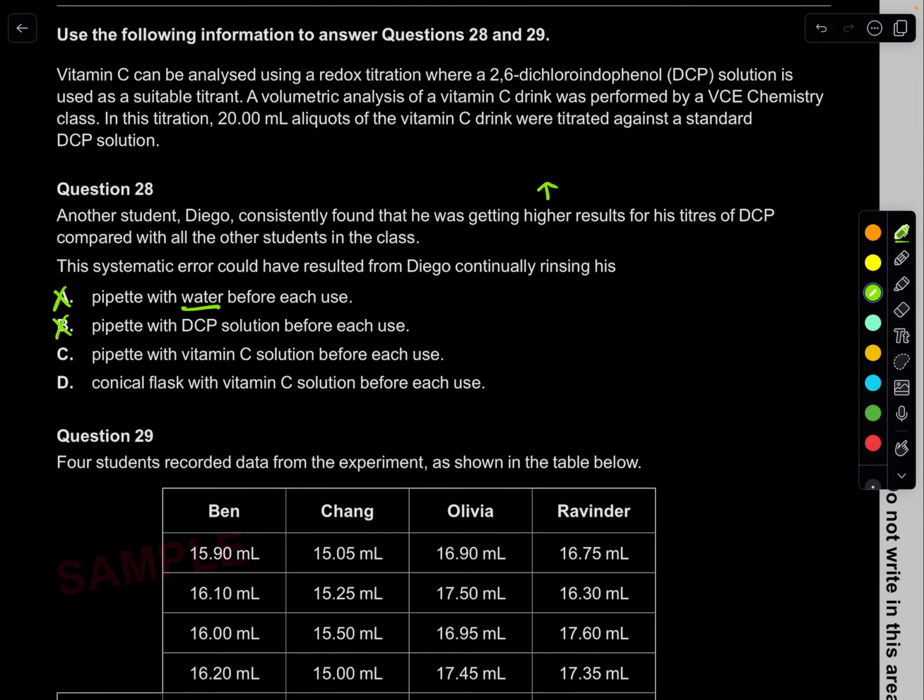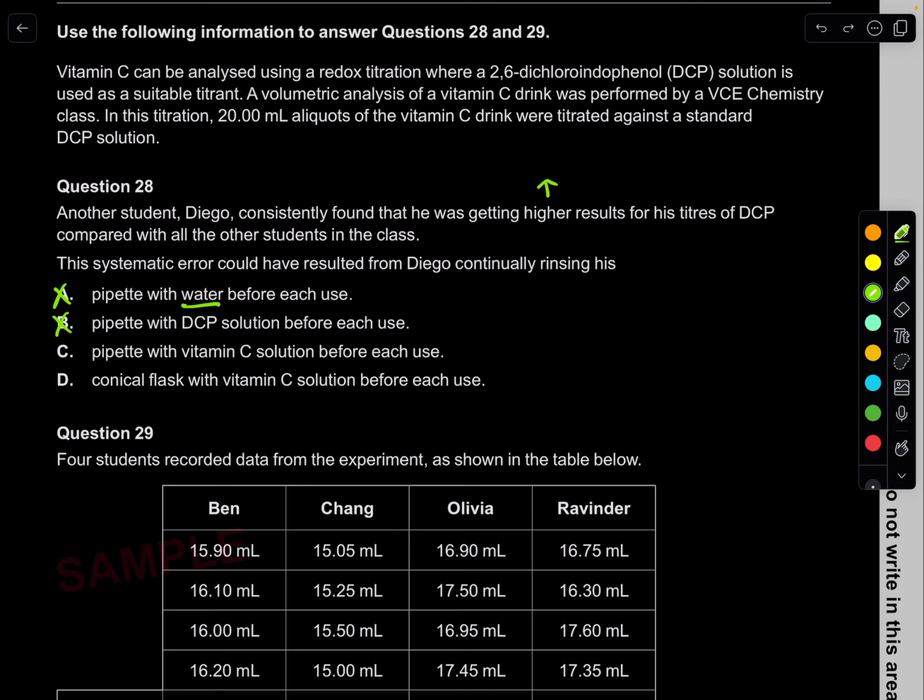Pipette with vitamin C solution before each use. No. Remember, that's not going to have any effect, because pipettes are normally supposed to be rinsed with vitamin C, which is our aliquot. So that wouldn't have any effect. So C is wrong. D, conical flask with vitamin C solution before each use. Remember, your conical flask is basically rinsed with water. And if you're rinsing it with vitamin C, you're actually adding that extra vitamin C. The concentration has increased, so hence your titers will increase. So it has to be D. That's correct.